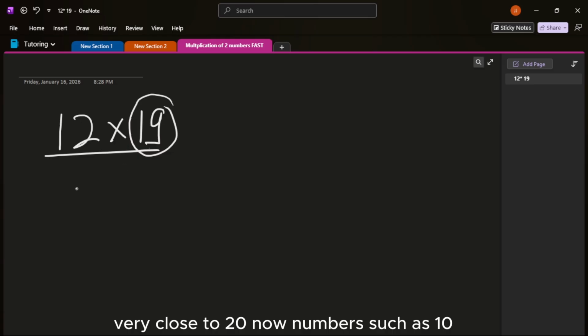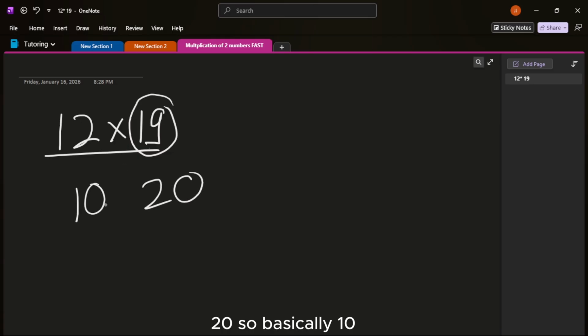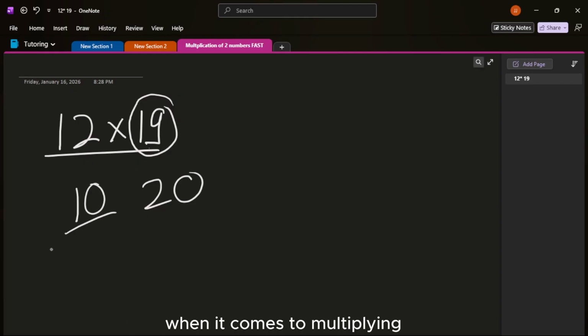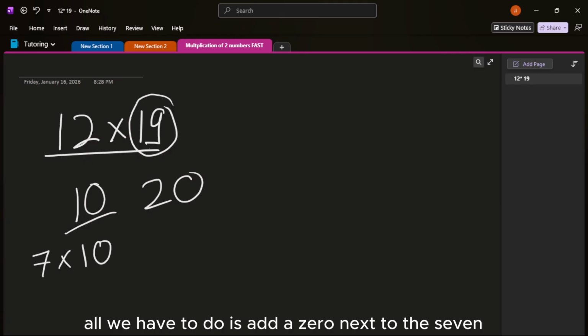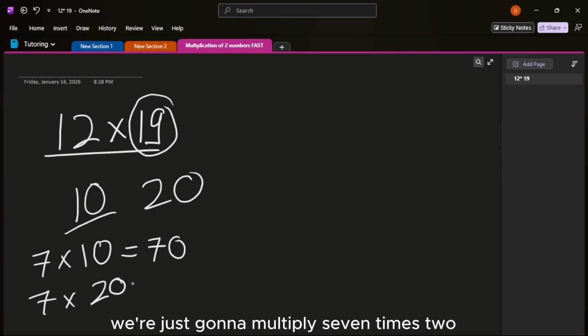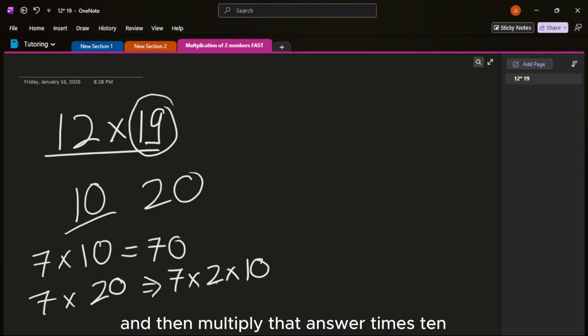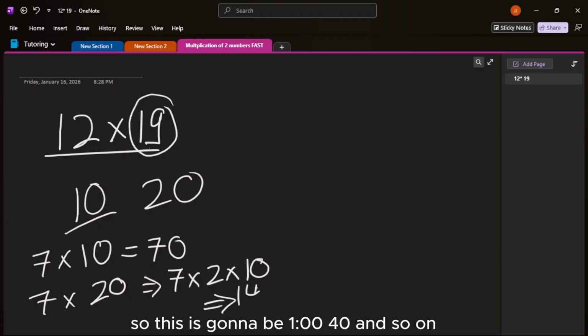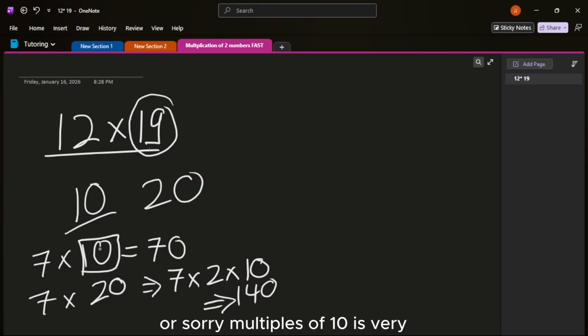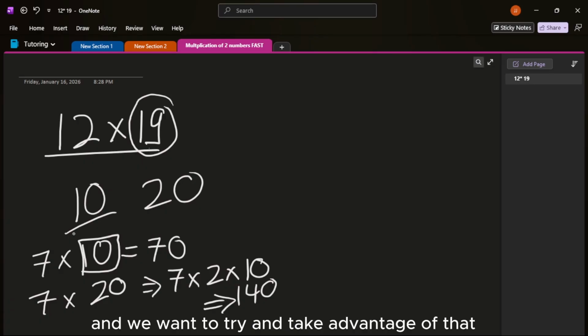Now, numbers such as 10, 20, so basically 10 or multiples of 10, are very easy to calculate when it comes to multiplying. So for example, if we have 7 times 10, all we have to do is add a 0 next to the 7. And if we have 7 times 20, well, that's going to be the same thing. We're just going to multiply 7 times 2 and then multiply that answer times 10. So this is going to be 140 and so on. So we can see that multiplying by multiples of 10 is very, very easy and very quick. And we want to try and take advantage of that.